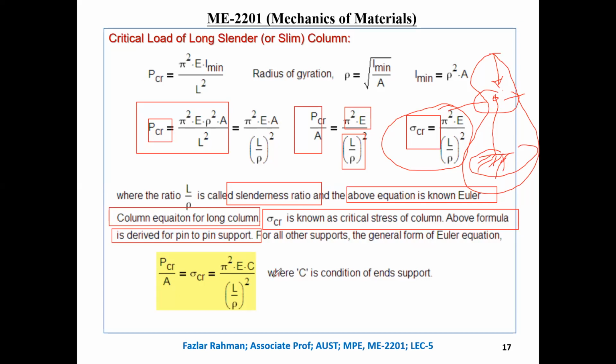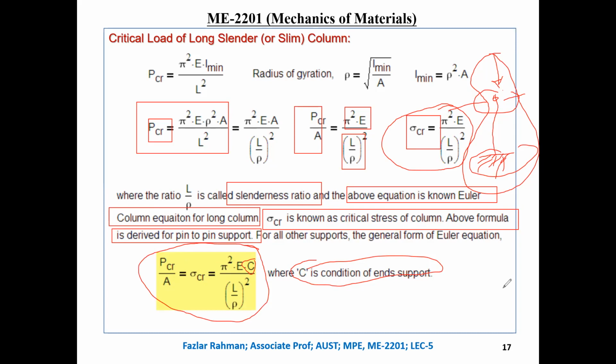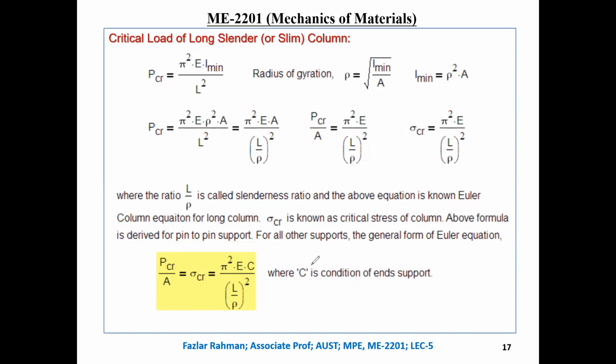So to make the Euler equation a general equation that you can apply to every column, we add an end condition of the column, a constant C. That means the Euler equation becomes P critical by A, or sigma critical, equals pi square E C divided by (L by rho) whole square. And C is the end condition of the column. Clear now? Sir, what does end condition mean, sir? End condition mean, I will explain it later on.